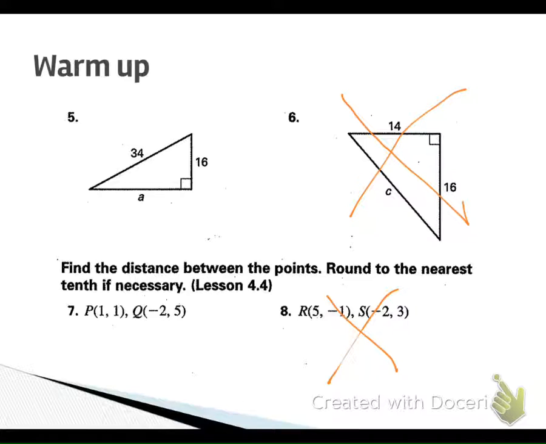So we have our hypotenuse, which is going to be the side opposite of that right angle. So that's 34 squared equals a squared plus 16 squared. What's 34 squared? It is 1,156, like this, equals a squared plus 16 squared.